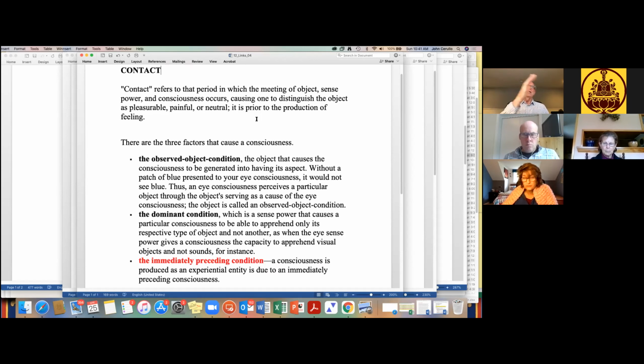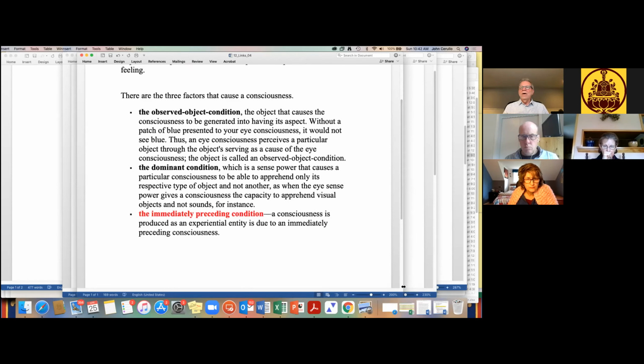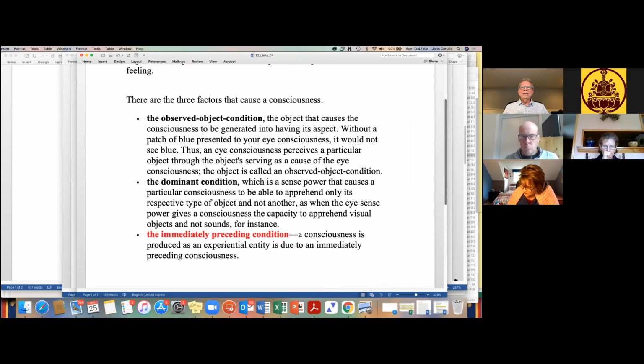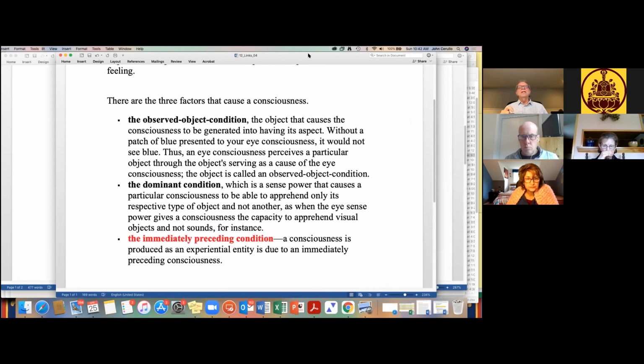And that production is that contact causes feeling, some kind of feeling. So in a little bit more detail, I drew up this graph to show that there are, make it as big as I can, these three factors that cause a consciousness, meaning the experience of contact and then a result of that, which is experienced by your consciousness.